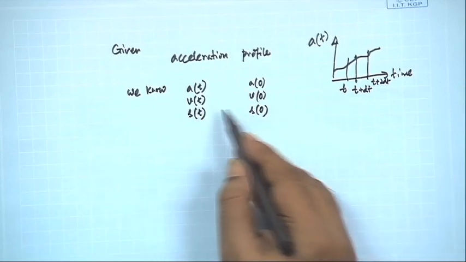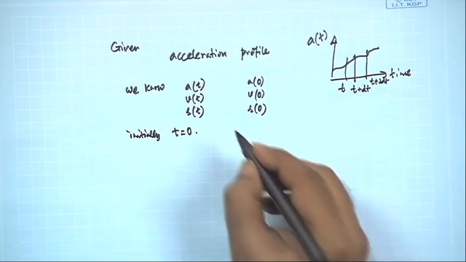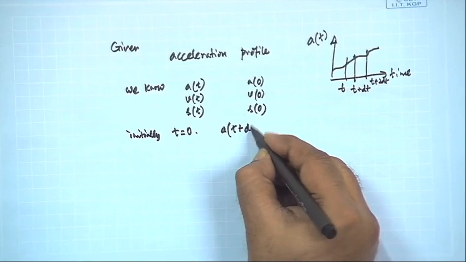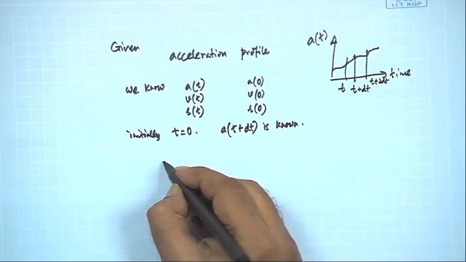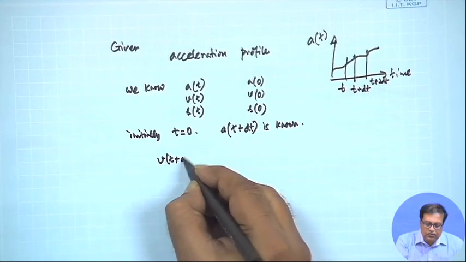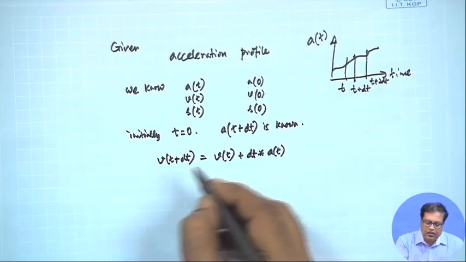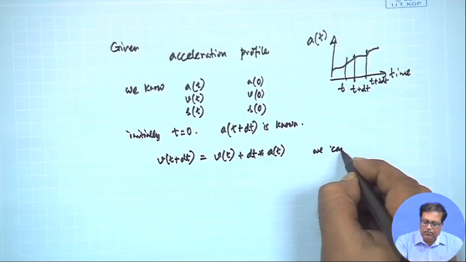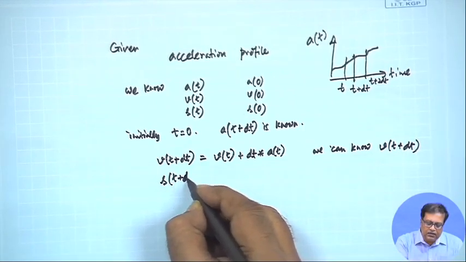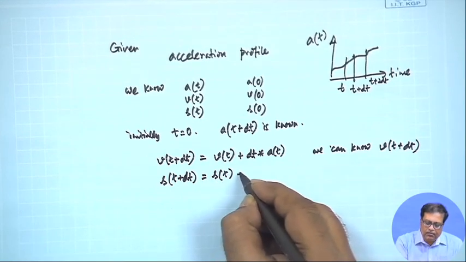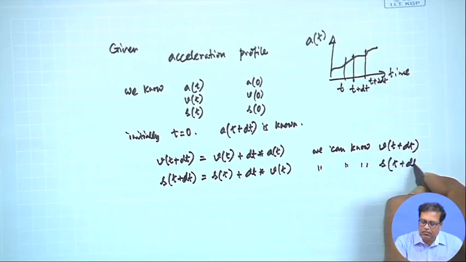Assume t equal to 0 initially, and at t plus dt, all these At values are known. So, we know Vt is an integration. So, Vt plus dt equals Vt plus dt times At. So, we can know Vt plus dt. Similarly, since St plus dt equals St plus dt times Vt, we can know St plus dt.